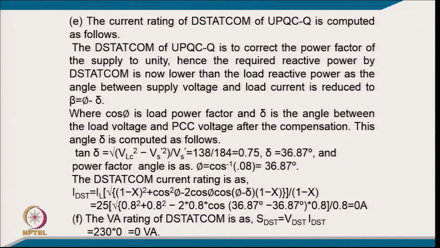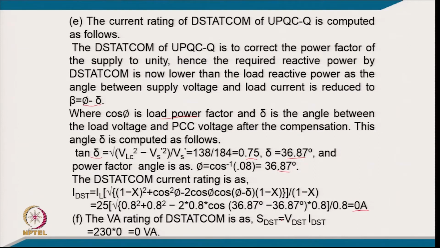So, the current rating of UPQC is computed as to correct the power factor to unity, hence the required reactive power of D STATCOM is now lower, related to the angle between the voltage and current. So, that is phi minus delta, where cos phi is the load power factor, and delta is the angle between the load voltage and the supply voltage after compensation. So, tan delta is equal to the square root of VL square minus Vs square divided by Vs. So, it comes to 0.75, delta is 36.5, and the power factor angle is also 36.5. So, the D STATCOM current rating, if you put in the values, comes to 0 ampere, because whatever reactive power is required by the load is already compensated by the DVR.